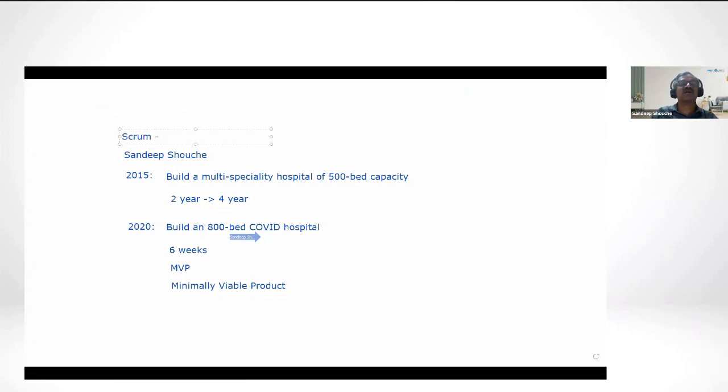Scrum, the art of getting twice the work in half the time. This is the title of a book. Scrum is one of the methods, agile methods, and it's written by a gentleman called Jeff Sutherland, who's one of the founders of Scrum.